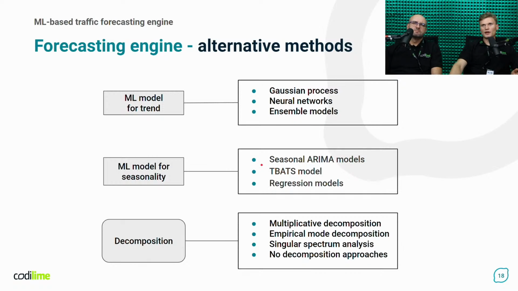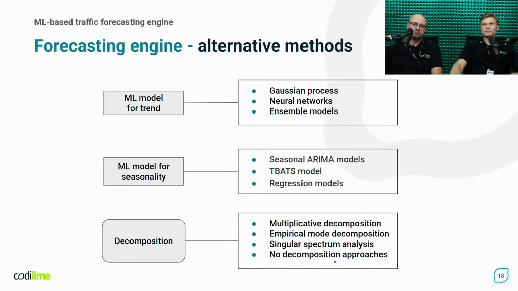If you want to include more complicated shapes than the linear or logistic curves, you can use methods like Gaussian process, neural networks, ensemble models. For seasonality, you can use models like seasonal ARIMA models, TBATS models, which can handle non-integer valued periods, regression models, and much more. As a decomposition, you can try to use the multiplicative version of decomposition. You can try different approaches for decomposition, like empirical mode decomposition, singular spectrum analysis, or even you can try approaches without any decomposition at all.